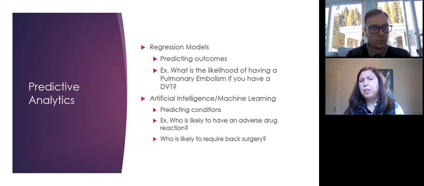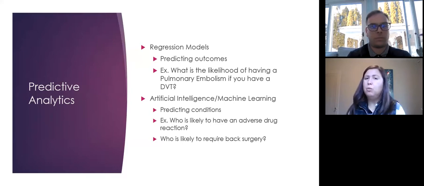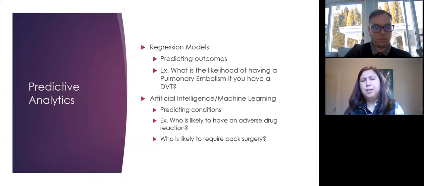And it really uses all the different pieces of data. You insert it into the regression model, and the regression model tells you whether the patient is predicted to have it or whether they're not. The next major category is artificial intelligence and machine learning. These are really great. They help predict conditions. I'm giving you examples of a couple of different projects I've worked on. They can predict people who have had an adverse drug reaction, or who's predicted to require back surgery if they have back pain.